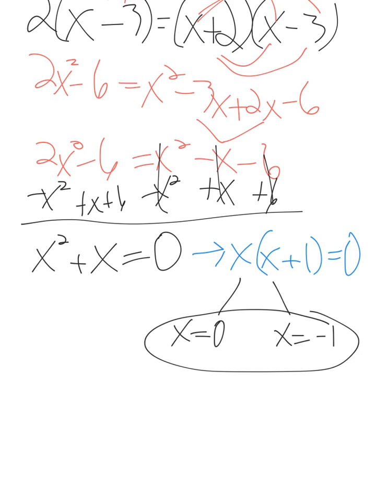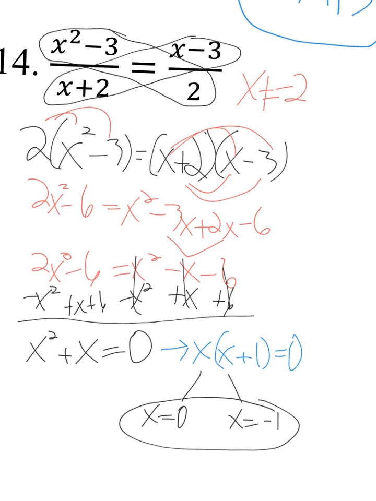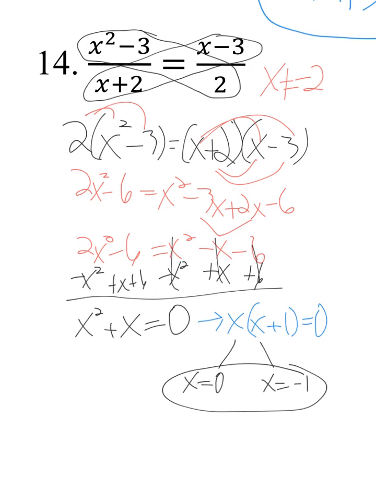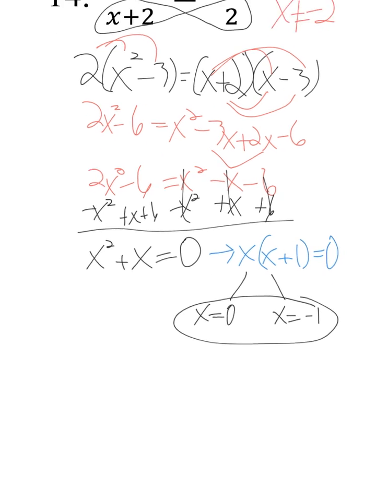So I got 0 and negative 1 for my two answers, and my extraneous solution was negative 2, so there are no extraneous solutions. I guess you could say my asymptote or discontinuity is probably the better term. But yeah, that's it for number 14. Let's move on to number 16.